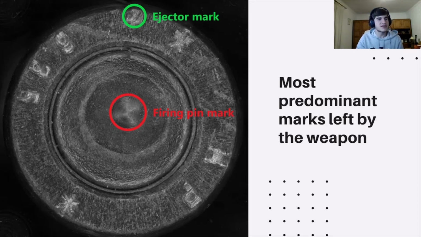And these marks can work like IDs, like fingerprints for each gun model, because every gun model will have slightly different parts, and each part is going to leave a slightly different imprint. So this is what we're relying on to be able to do this identification.